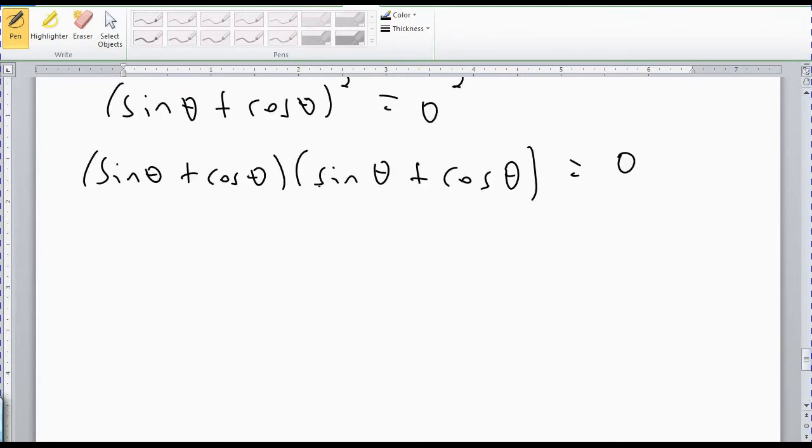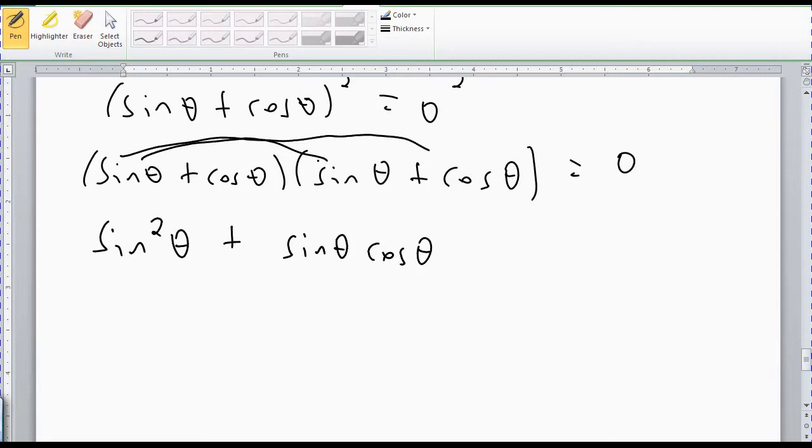Let's multiply it out. Sine times sine is sine squared theta. Sine times cosine is sine cosine. I'm just doing the full method. I did those two first and then those two. Now when I take cosine times sine, I get sine cosine again, which means there's two of those. And then cosine times cosine is cosine squared theta, equals 0.